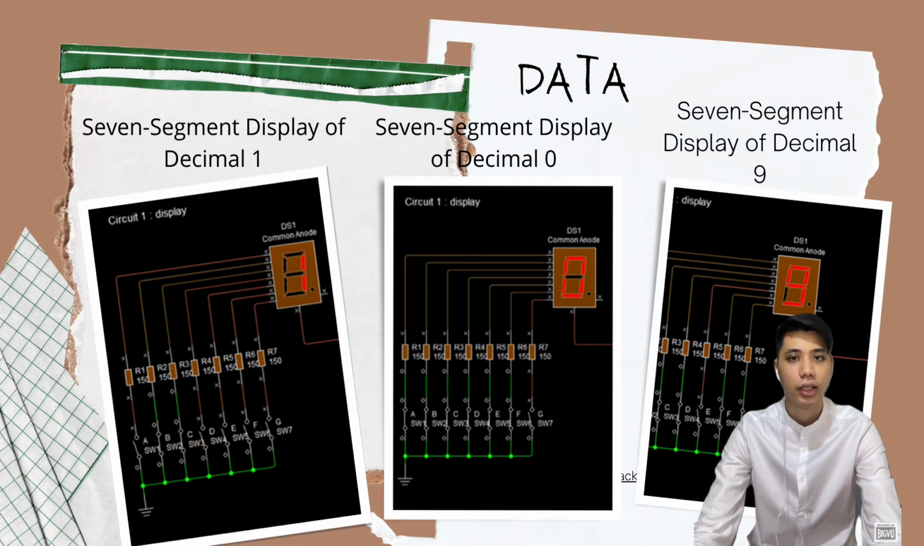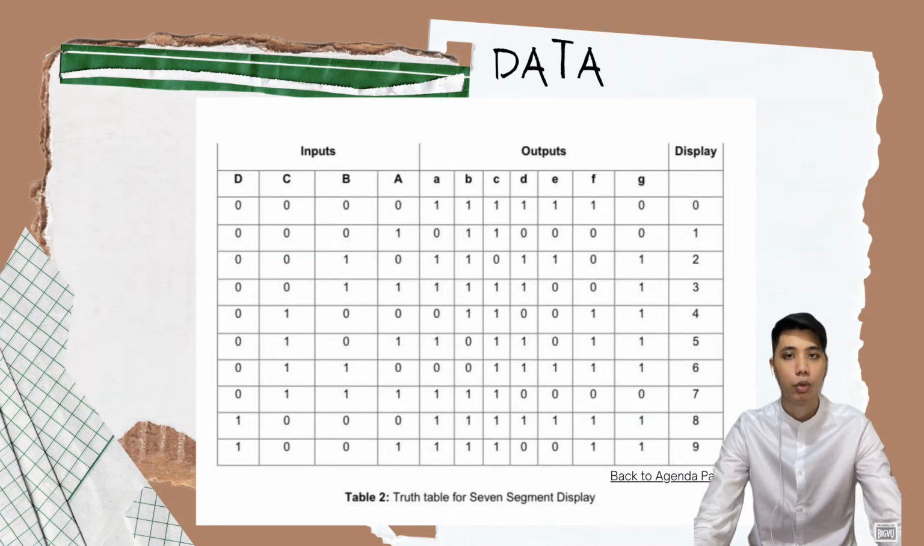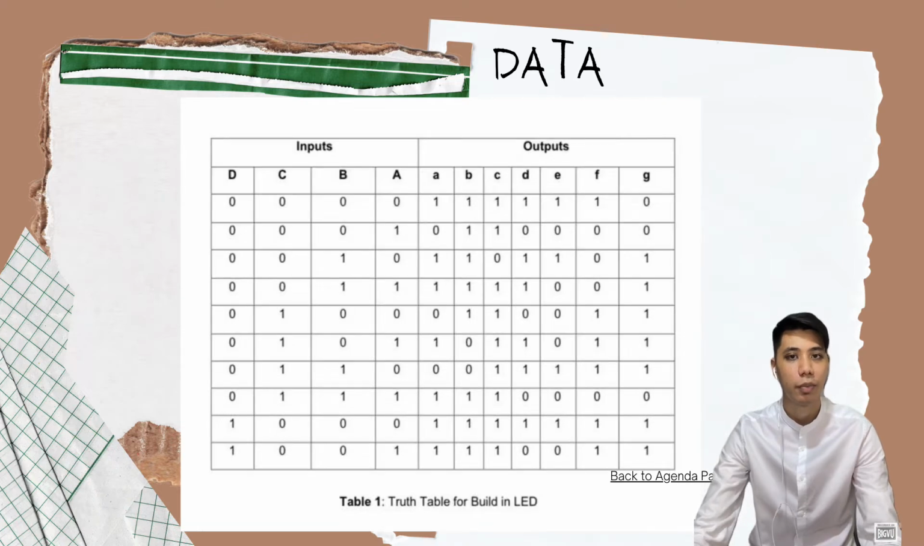Next slide is the data we get from the simulations. We record the display for 1, 8 and 9 on the 7 segment.